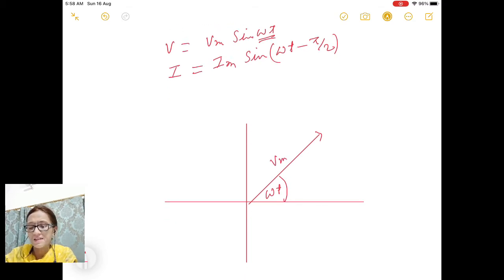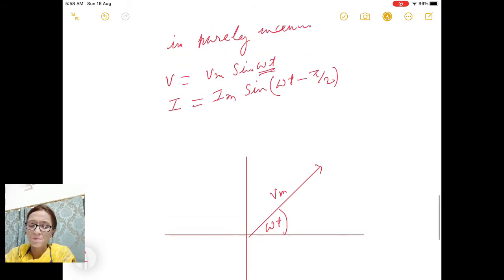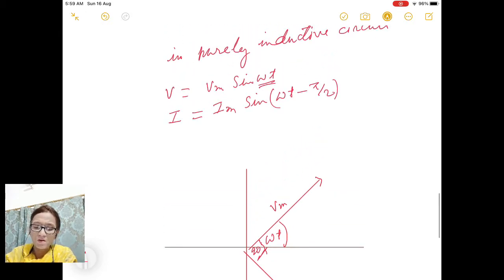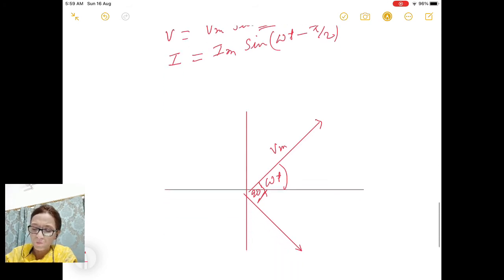Now current has a phase pi by 2 less than the phase of voltage. So take a vector at an angle pi by 2 less. Here you have a vector which is at an angle 90 degrees smaller in phase than the instantaneous voltage. Its magnitude will be given by the current amplitude, and their perpendicular components on the y-axis give the instantaneous values.